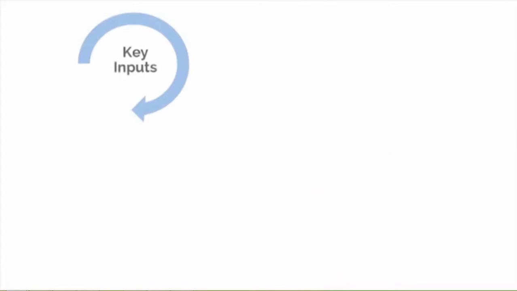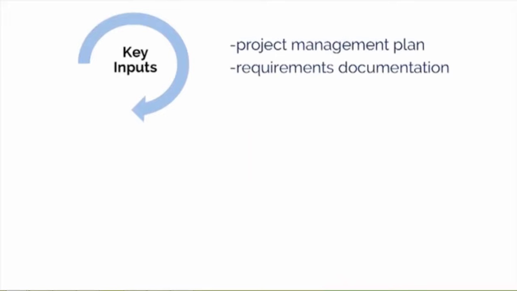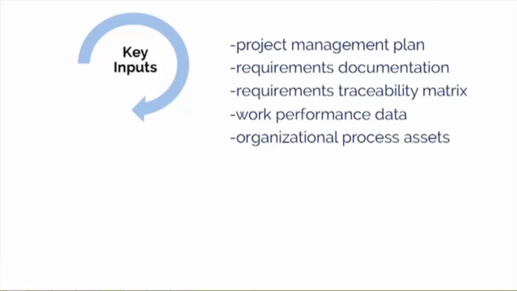The key inputs are comprised of the project management plan, requirements documentation, requirements traceability matrix, work performance data, and organizational process assets. Working in conjunction with the Perform Integrated Change Control process, Control Scope uses these inputs to manage change to the project and minimize scope creep. For example, if you look at these inputs, you will see that we need to know what the requirements are and have the project management plan that includes the scope baseline so we can evaluate, determine the cause and degree of any variances, and then decide if any corrective or preventive actions are needed in order to control the scope.